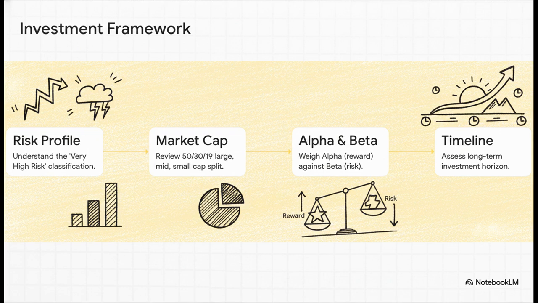Step 2, review that 50-30-19 market cap split we talked about and make sure you really want nearly half your money in mid and small caps. Step 3, weigh that impressive alpha, the reward, against the higher beta and standard deviation, which is your risk. And step 4, assess your personal timeline. Flexicap funds, especially the more volatile ones like this, really require long-term ownership so the managers can comfortably ride out market cycles without being forced to sell at a loss.